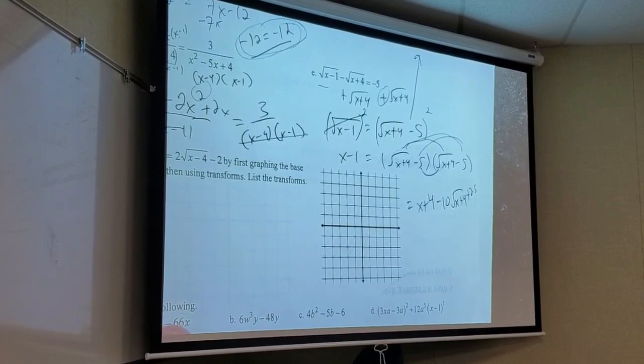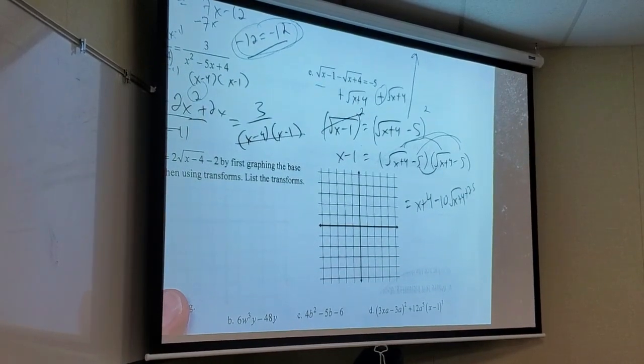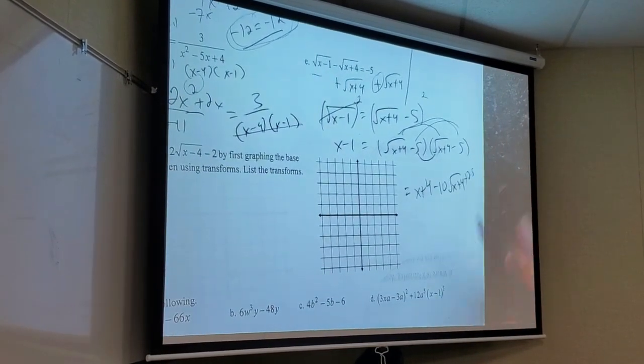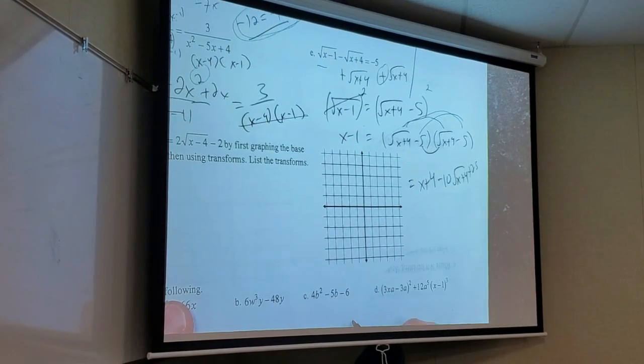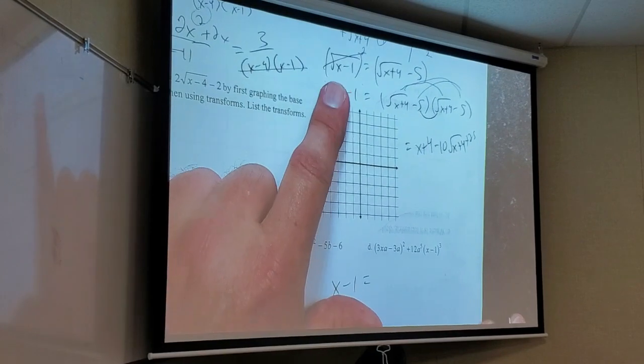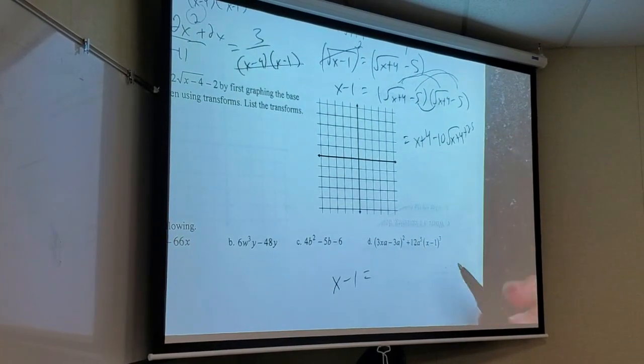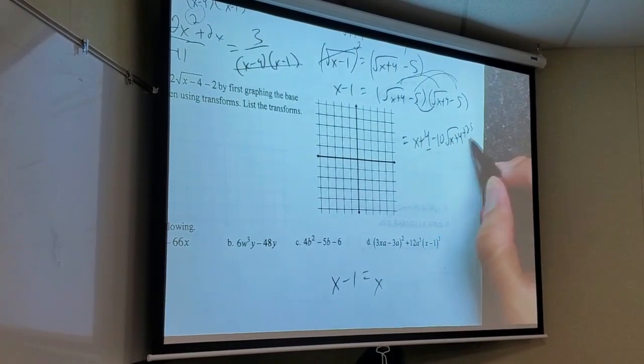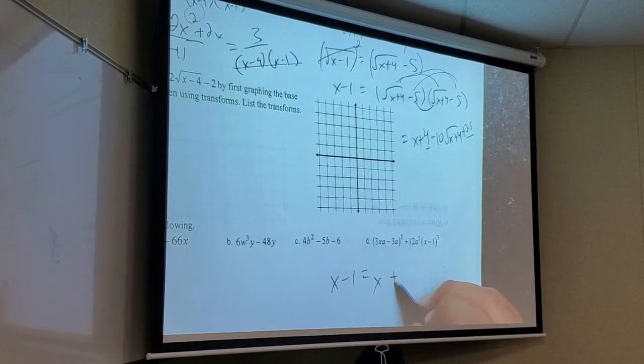Now again, you guys are writing frantically. I've got the answer key, so I've got all this stuff written out. So let's go down here. So I get x minus 1 equals all this business. Is this cool? 4 plus 25? Yes. It's 29.